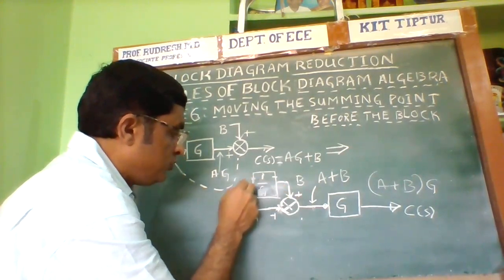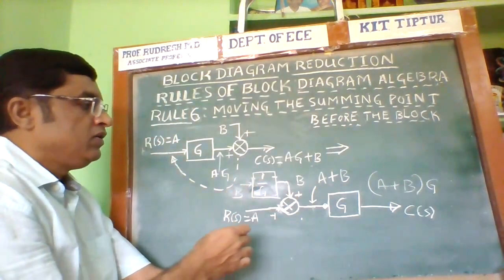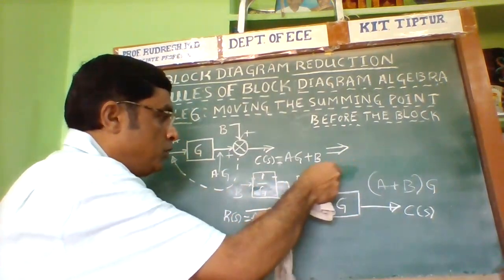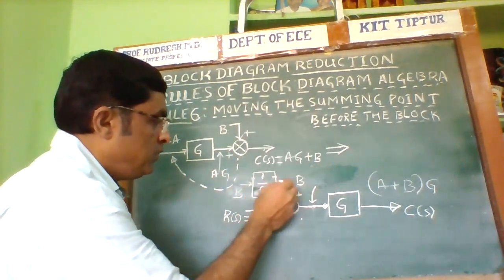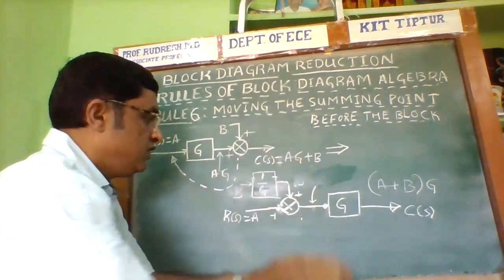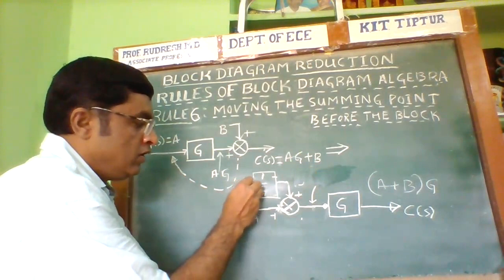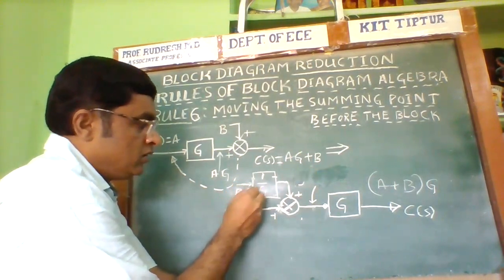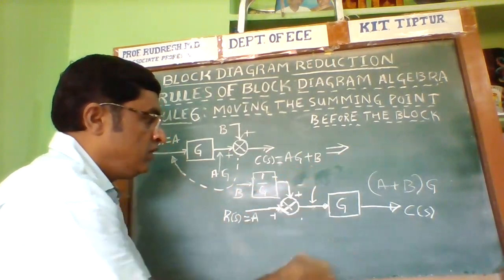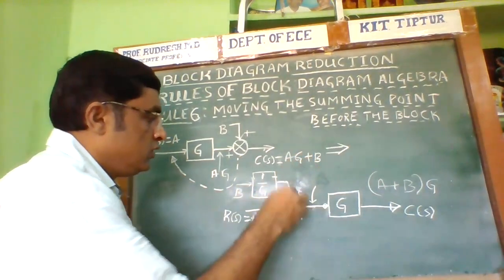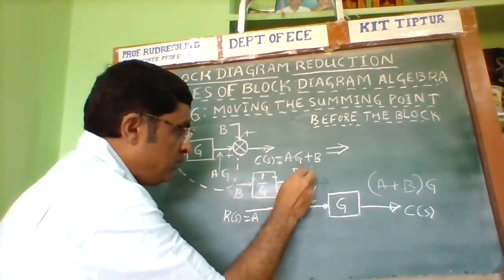Therefore, suppose B is the input. What is the output of this block? The input is B, the transfer function is 1 over G, and the output is equal to B by G.